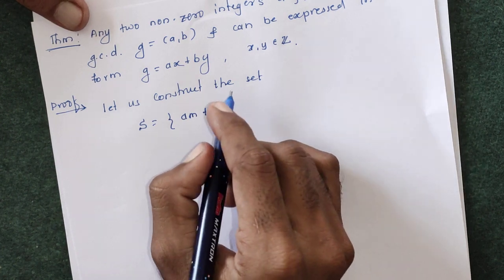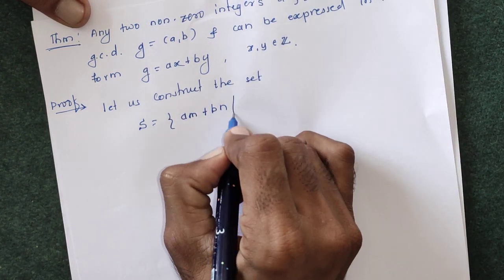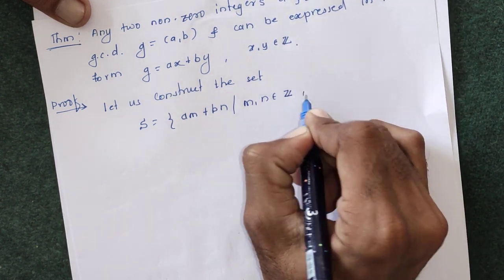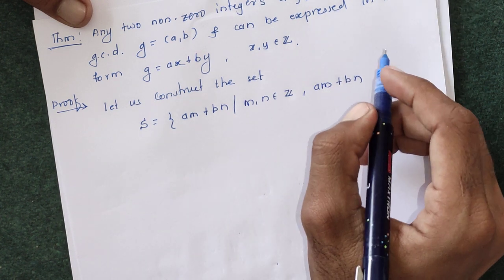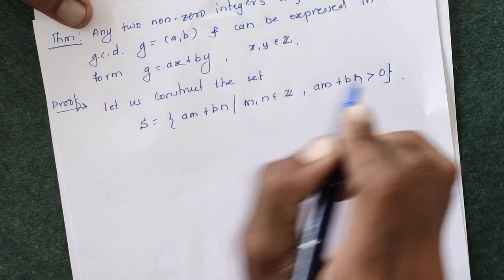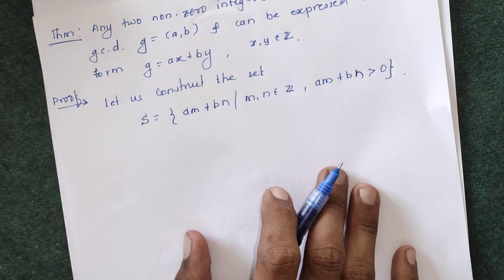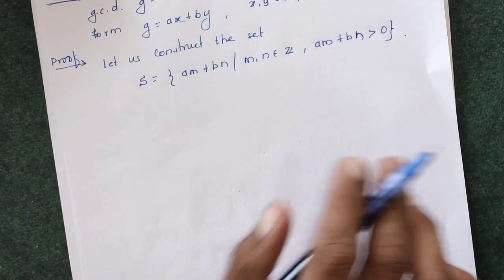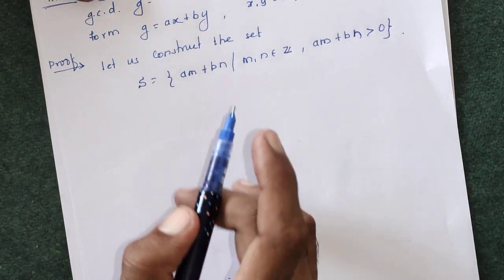Set S equals am plus bn, where m and n are integers, and am plus bn is greater than 0, that is, positive integers. In a similar way, we are going to show this set is non-empty, and by using the well ordering principle we can say that this set has a least element, and we are going to call that number g.